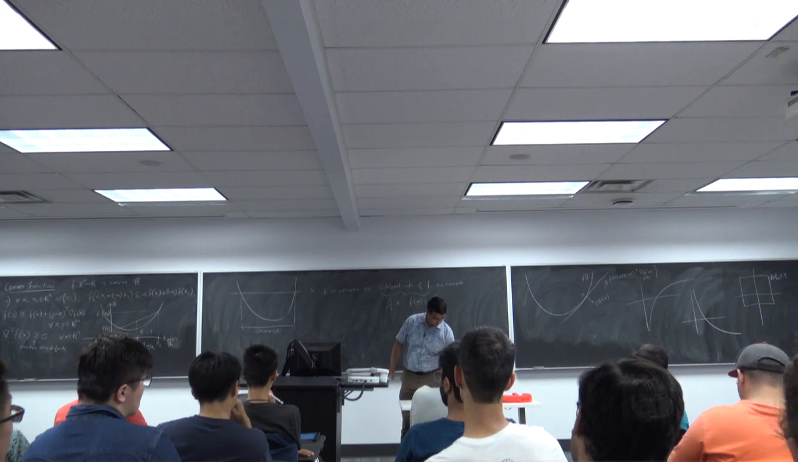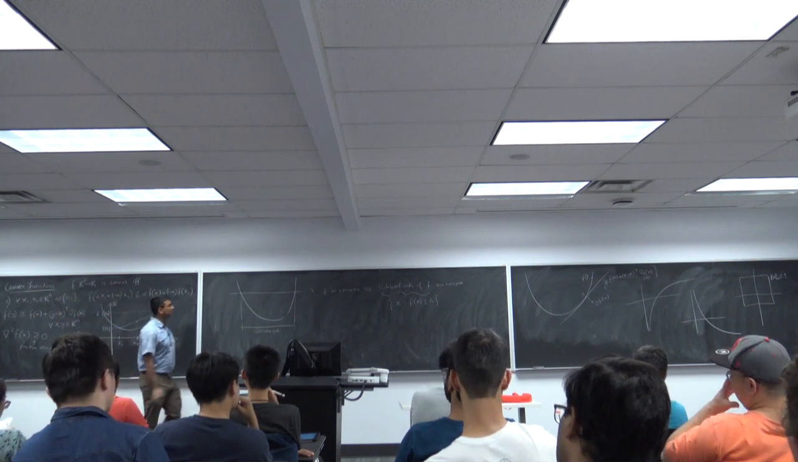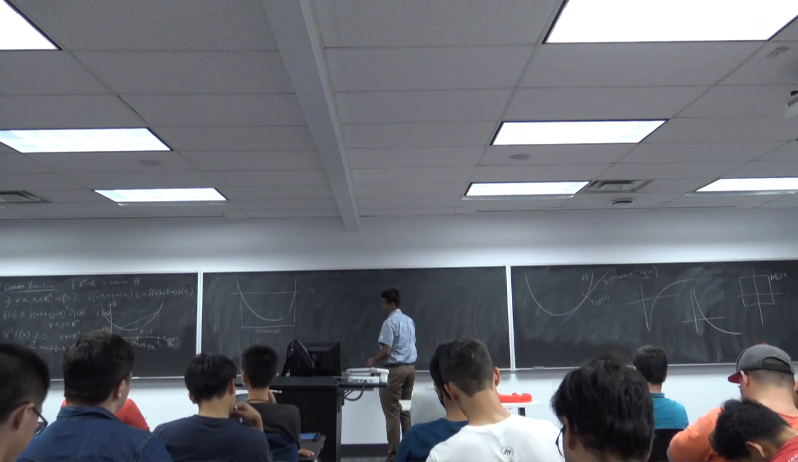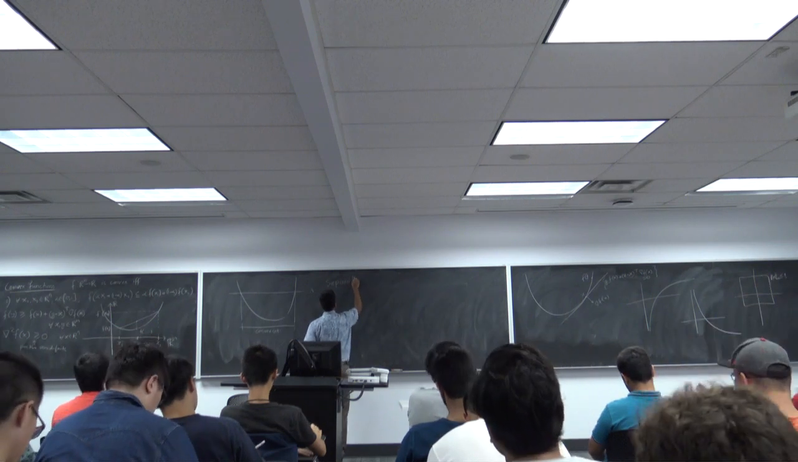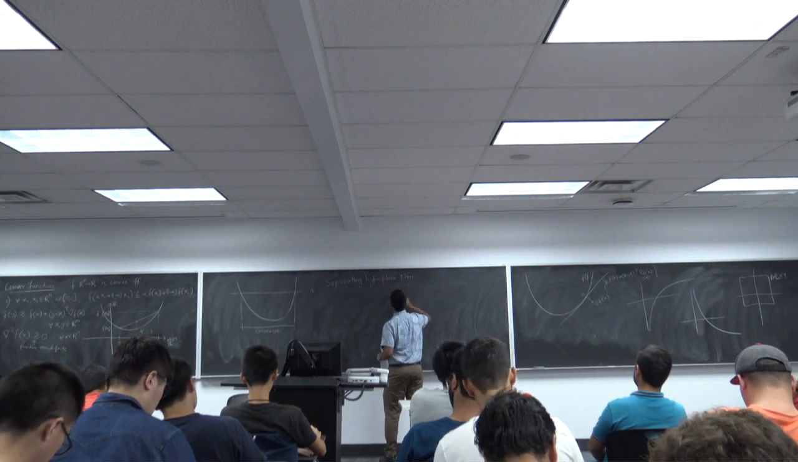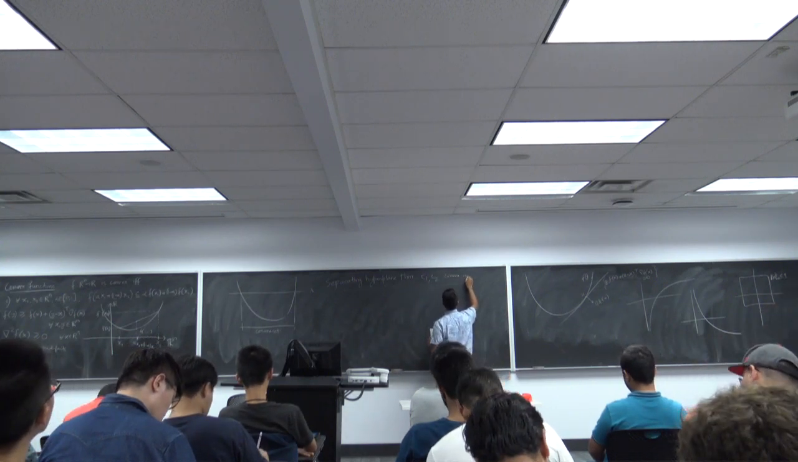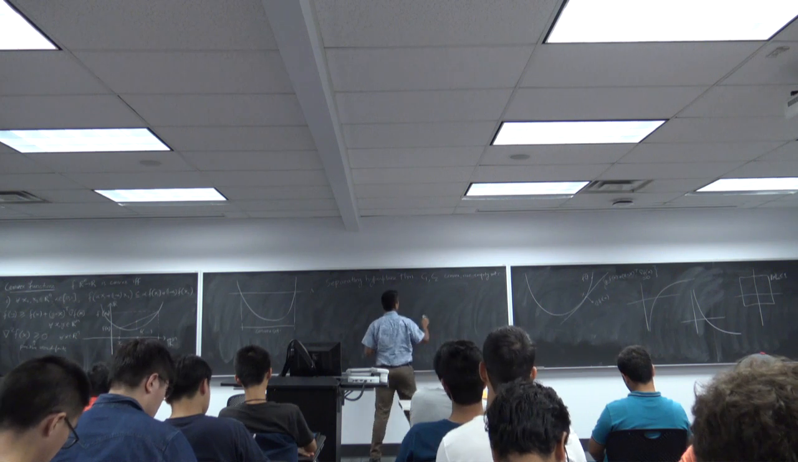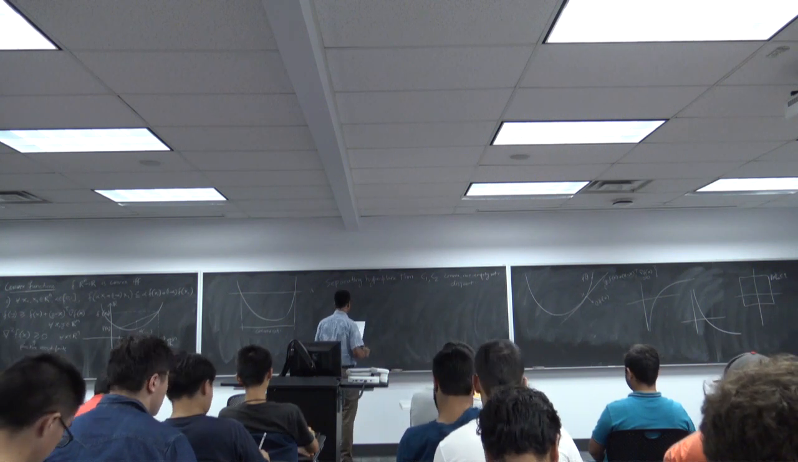Now I have just 2 minutes, so I want to cover the separating hyperplane theorem, a very important consequence of convexity. Separating hyperplane theorem. I have C1, C2, convex, non-empty sets, and also disjoint. So there is no point in common between C1 and C2.